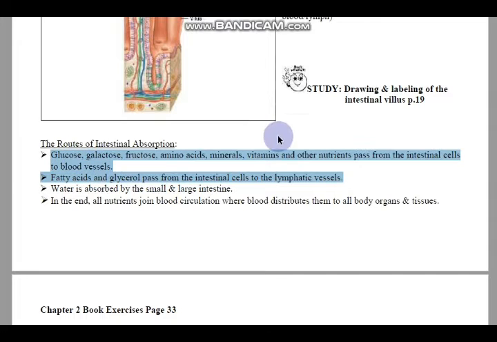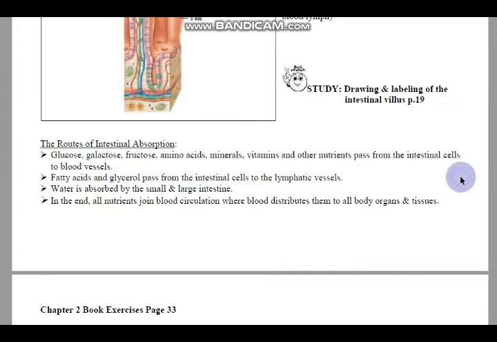So what do I mean by lymphatic vessels? Lymph is a clear vessel. You remember the pictures you drew in the copybook. So we drew the lymph. The lymph is fluid that leaks out from the blood vessels, but it has its own vessel, which we call the lymph vessel. The lymph is what carries the fatty acid and glycerol from the intestine to all the body cells, whereas all the other nutrients pass from the intestine directly to the blood vessels.